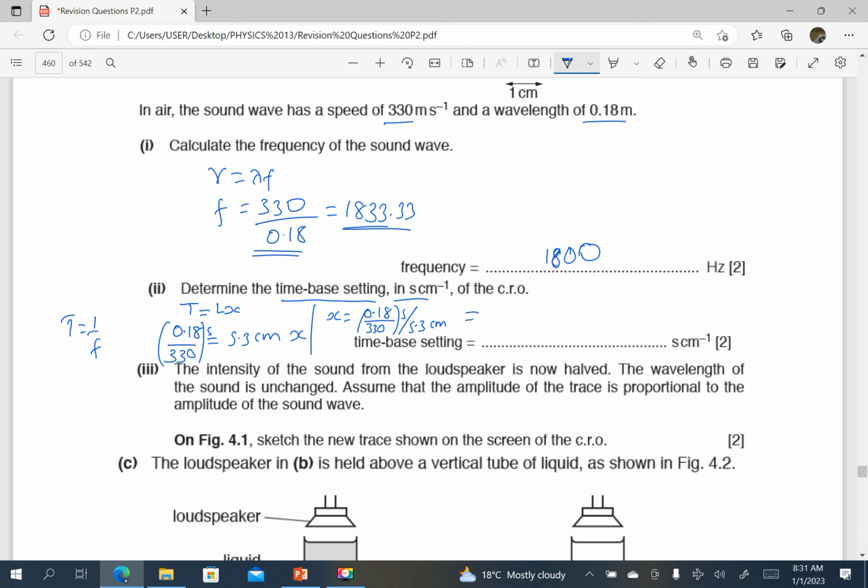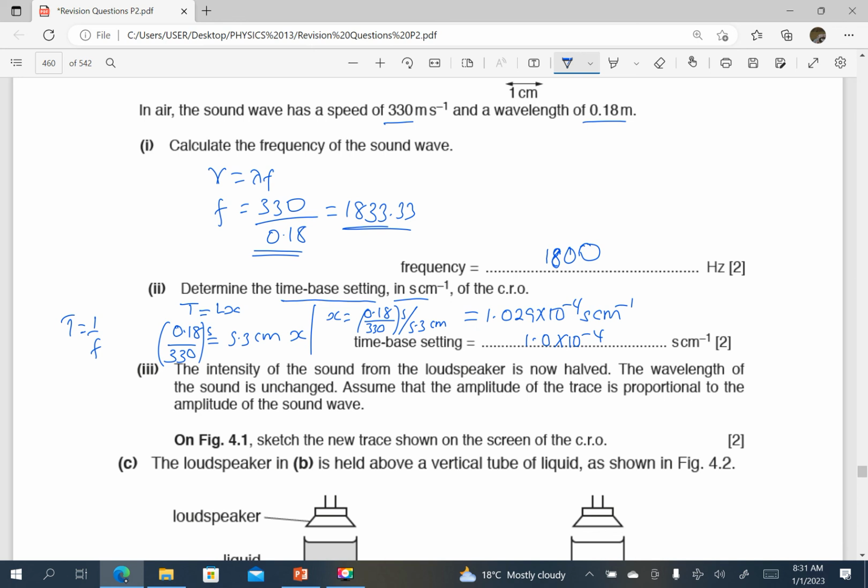This is giving me x as 1.029 times 10 power negative 4. Remember, the numerator was in seconds, the denominator was in centimeters, so it becomes seconds per centimeter. Therefore, the answer here is approximately 1.0 times 10 power negative 4. I do long algebra just for the non-mathematicians. So for the mathematicians, you can always have a shortcut.